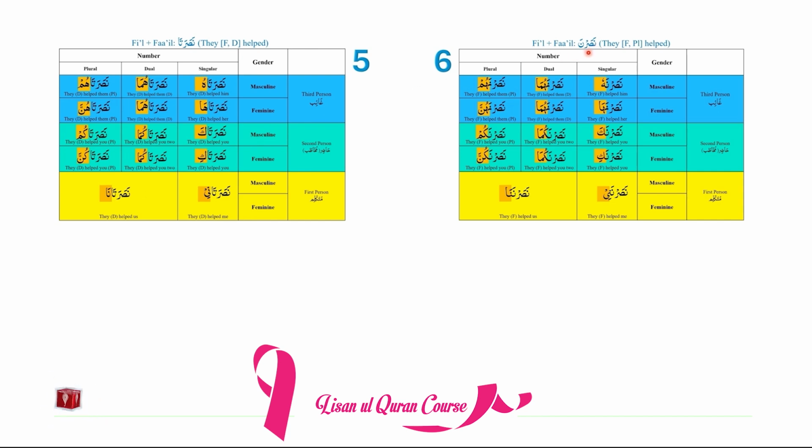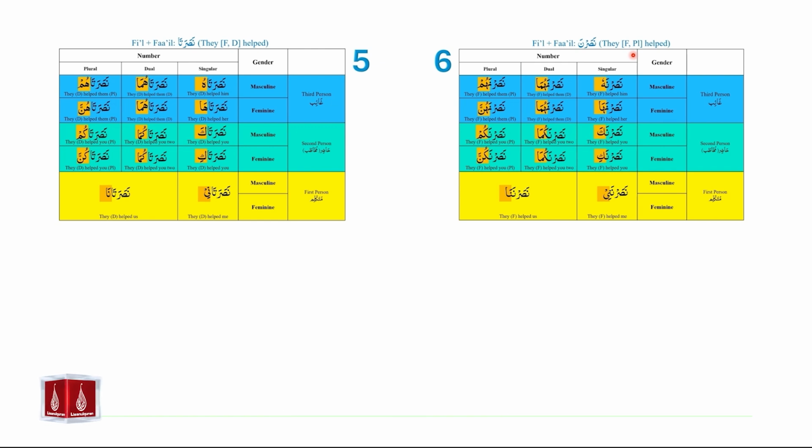Now we will look at nasarna. Nasarna means they helped, referring to plural and feminine. Nasarnahu. Please pay attention to the way hu is written with the inverted pesh. They helped him. They referring to plural and feminine. Nasarnahuma, nasarnahum, nasarnaha, nasarnahuma, nasarnahunna, nasarnaka, nasarnakuma, nasarnakum, nasarnaki, nasarnakuma, nasarnakunna, nasarnani, nasarnana.